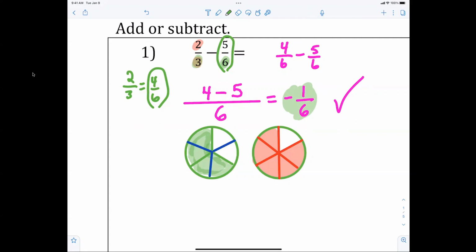So you can't subtract them. So what do you have to do? You have to make them equivalent. All right. And once you get a common denominator, now you can add and now you can subtract them. Is everybody good with this?